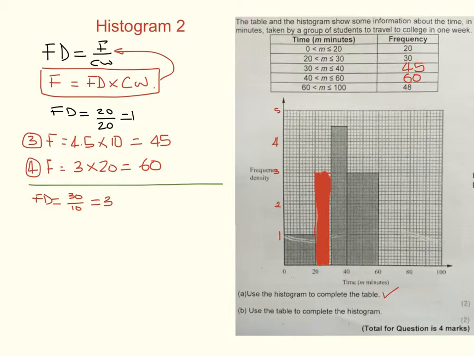So let's calculate then. So the frequency density is equal to a frequency of 48 divided by a class width of 40. Okay, so that's going to work out to be 1.2. So here we go. I know I'm going all the way down to 100, frequency density of 1.2.